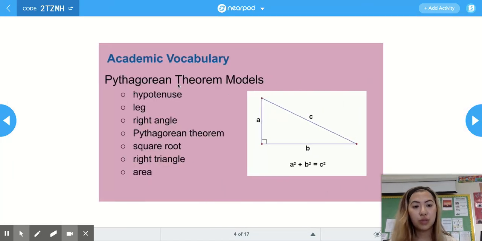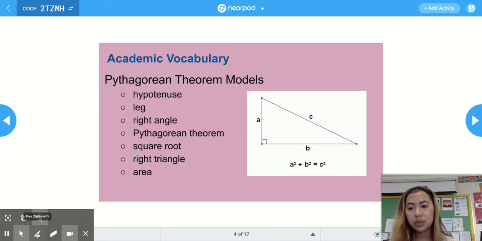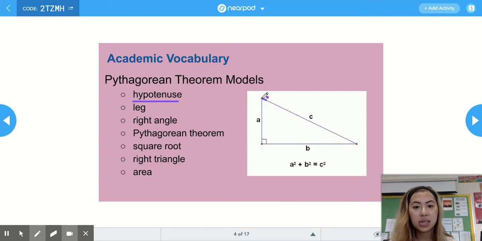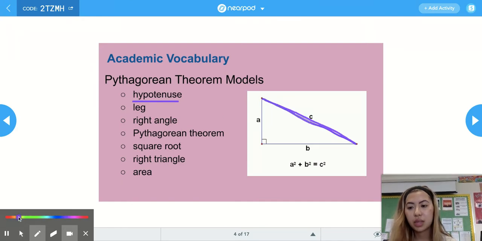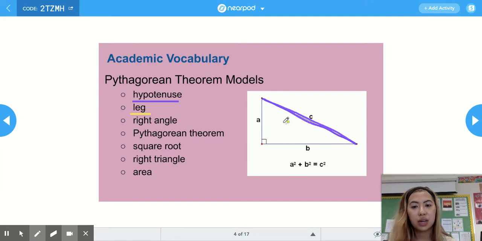So we have some new vocabulary words. We have hypotenuse, and the hypotenuse is going to be the longest side length of a right triangle. And so it's this purple side right here. The legs of a right triangle are going to be the height and the base. As you can see in this corner right here, we have a right angle. And so a right triangle has a right angle.